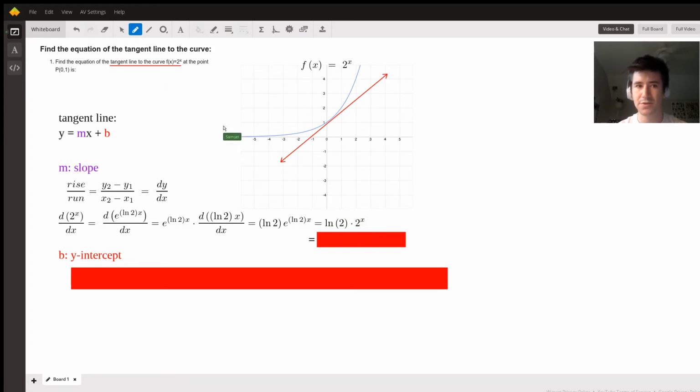When x is 0 at our point of interest, we'll get natural log of 2 times 2 to the 0th. 2 to the 0th is just 1, based on the identity property of multiplication, or the idea that anything times 1 is just itself. So natural log of 2 is our slope at that point. We've got the m done.